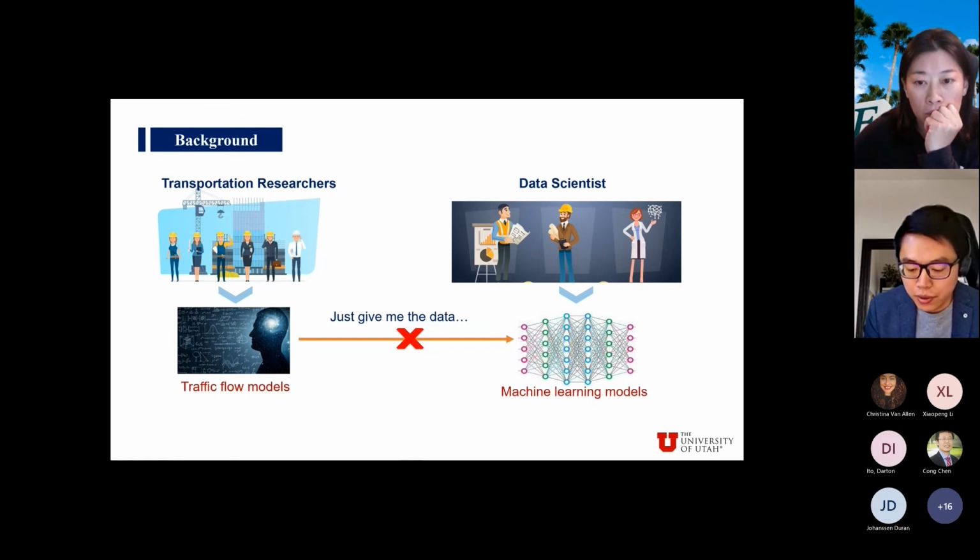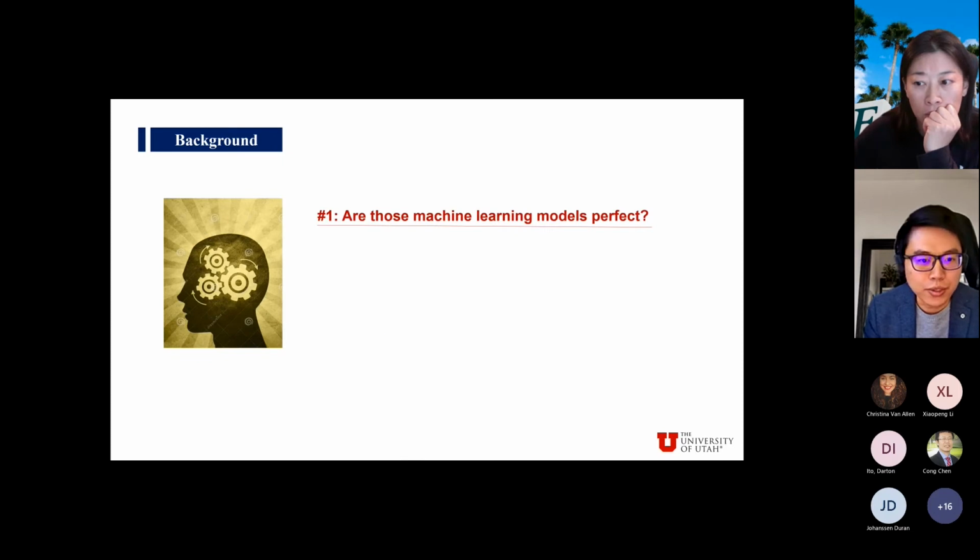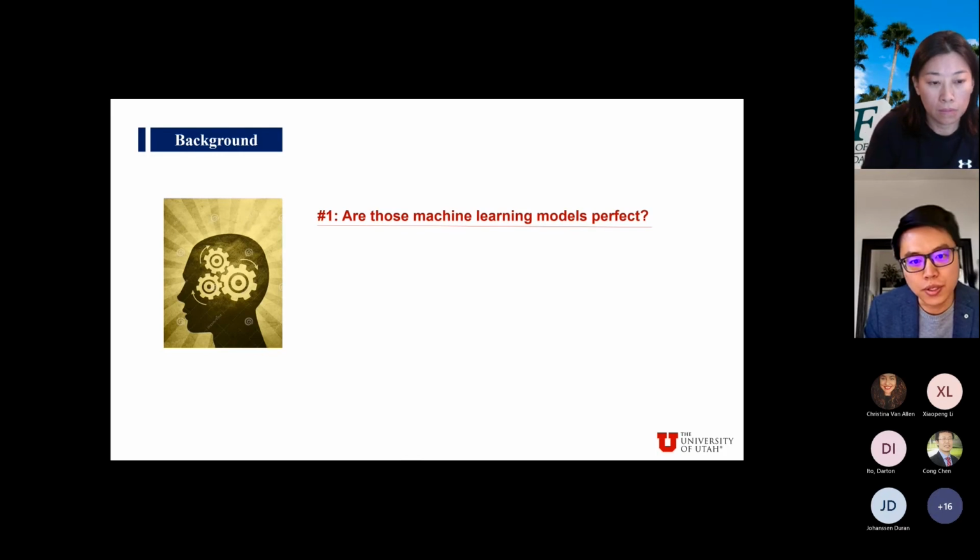So we do observe there's a gap between the classical traffic flow models and those data-driven or machine learning models. There are two questions we need to answer. The first one is, are those machine learning models perfect? Not just data scientists who have no background in transportation, even a lot of transportation researchers ignore the valuable contribution of traditional researchers and the classical or domain knowledge in transportation, and completely shift to the data-driven routine to develop the models. So the first question is, are those machine learning models perfect?